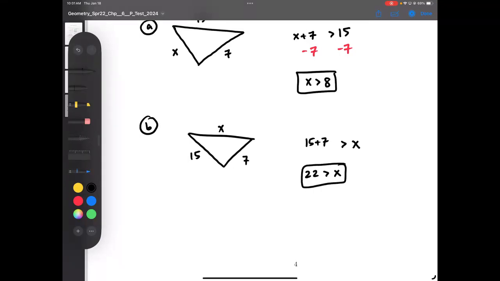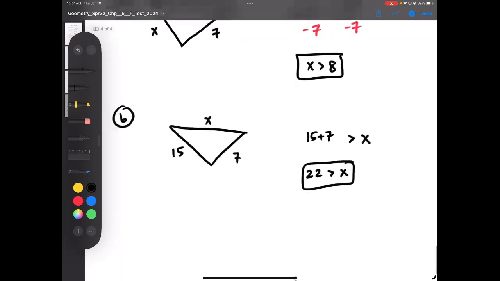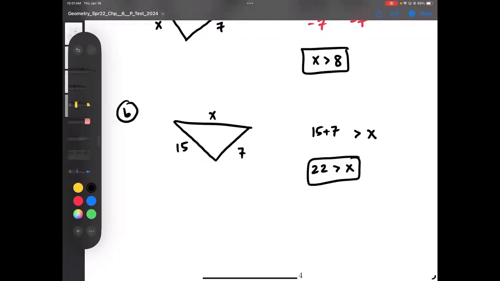Is that all we do? Those are the first two parts, but then you have to make a compound inequality. So over here, x has to be bigger than 8, and then in the second one, x has to be smaller than 22. So do you remember how to make a compound inequality?